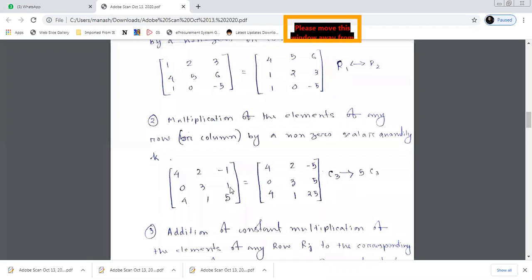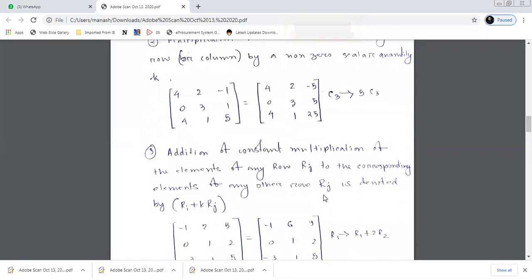That means every element of column 3 you have to multiply with what? 5. So 5 into minus 1, it will be minus 5. 5 into 1, it will be 5. 5 into 5, it will be 25. Clear? So next one, third one is what?